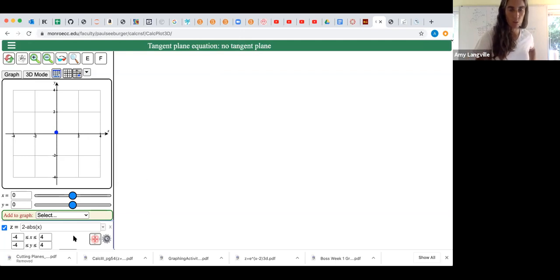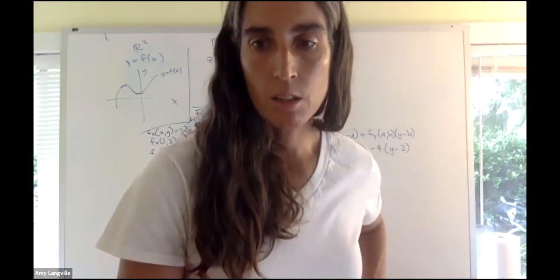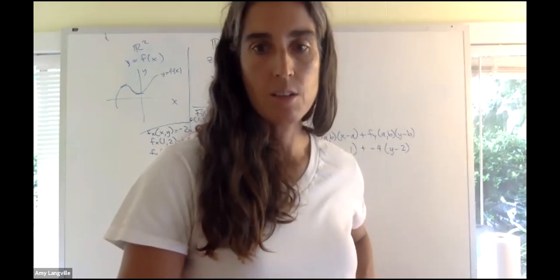So again, just to show you that most of the surfaces we're going to be evaluating and taking derivatives of will be smooth, but there are some examples that you might encounter in real life that have sections where they're non-differentiable. Okay, that's the end of this mini lesson.